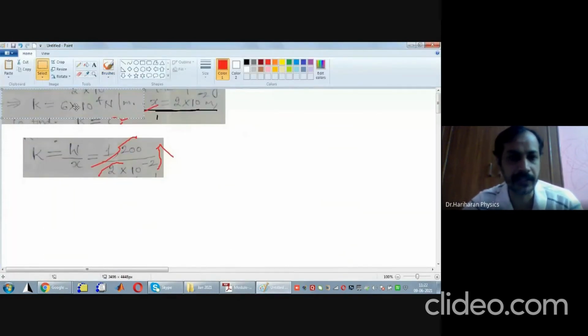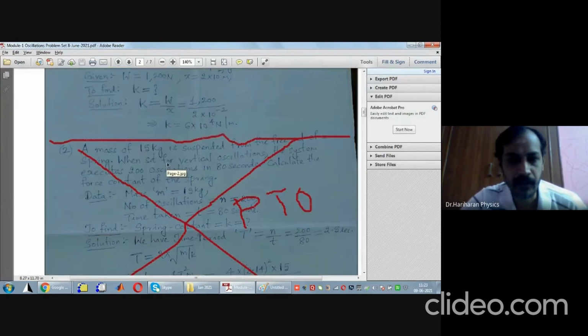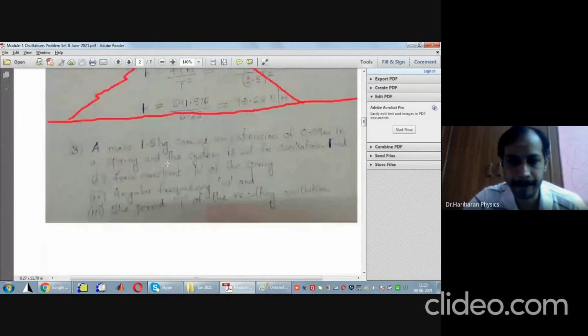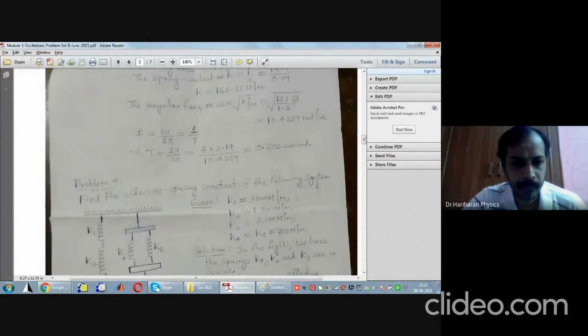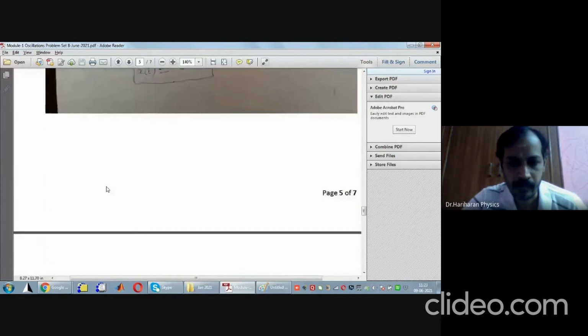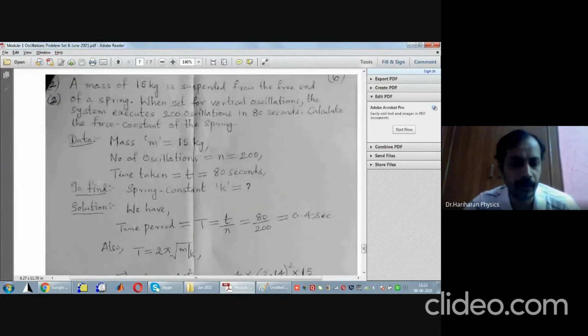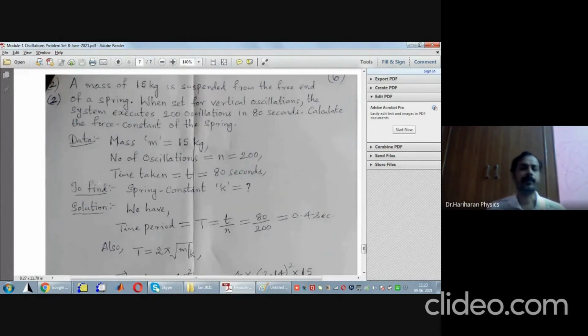So what is the final answer? The final answer is that the effective spring constant of this spring is 6 into 10 power 4 Newtons per meter. Okay, this is clear. This is how the first problem is solved. Now shall we move on to the second problem? Okay, now we will move on to the second problem.